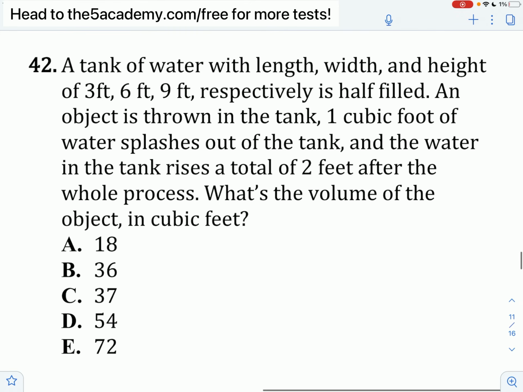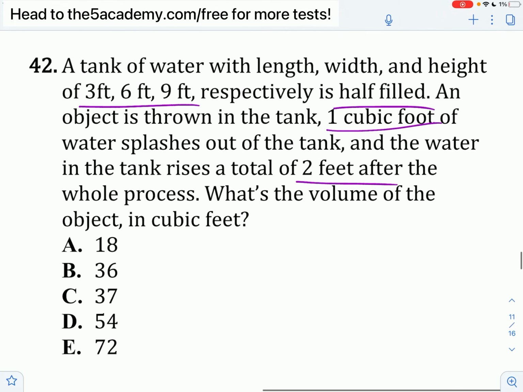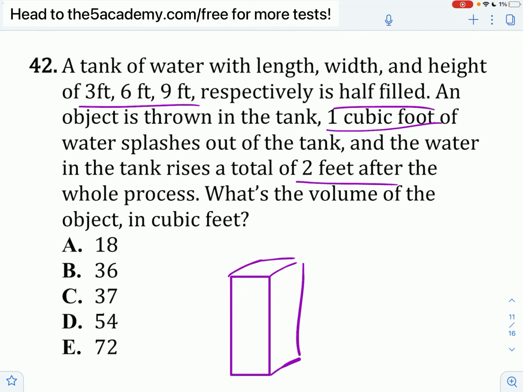A tank of water with length, width, and height, respectively, is half filled. An object is thrown in the tank, and 1 cubic foot of water splashes out of the tank, and the water in the tank rises a total of 2 feet after the whole process. What's the volume of the object in cubic feet? So imagine we have a rectangular tank. Let's draw a rectangle. Okay, it has some sort of depth, it has some sort of height, right? And it's filled with water. It says originally half filled.